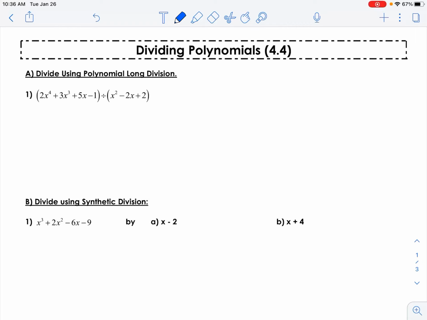Hi everybody, today we'll be working on section 4.4. We'll be dividing polynomials. We have two methods of dividing, sort of like we had two methods of evaluating back in 4.1. And the first is polynomial long division.